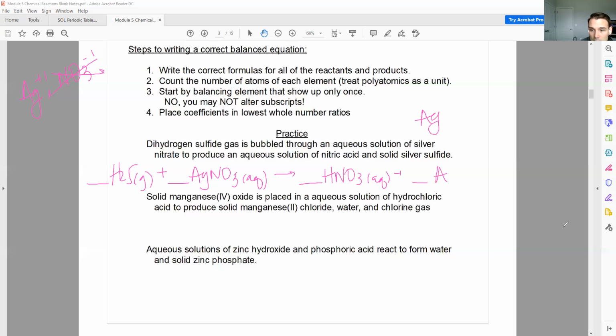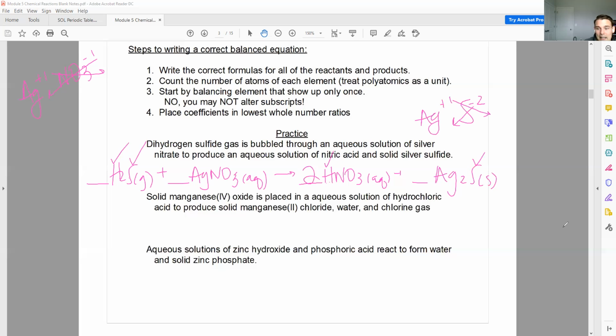So Ag+1, sulfur -2, that's going to give me Ag2S as a solid. So now I want to go and I want to balance them. So you can see here I've got two hydrogens on the left side. I've got one hydrogen here. I'm going to put a 2 in front of that, and I'm just going to put a little tick mark above the hydrogen because that's balanced. Now we go to the S. I've got one S on the left, one S on the right. That's balanced. Check and check.